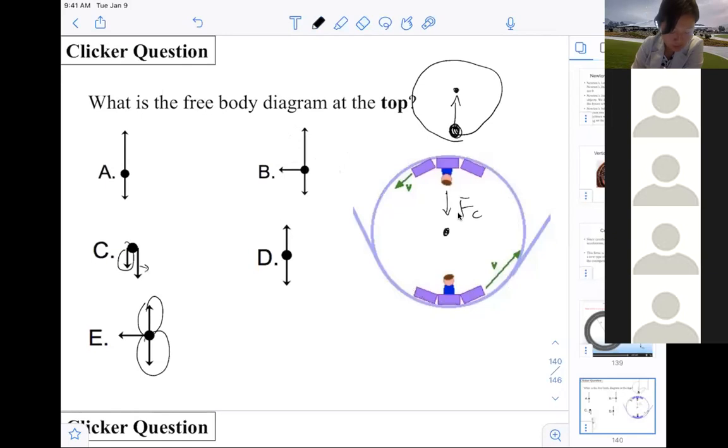Other than the one force, we can figure out what that is, the gravity on the object. Now, for any other forces, you have to have contact. Think about it. The only other object you're in contact with is the track, right? So the track is pushing on the roller coaster. And in which direction? Is the track pushing down on you, or is the track dragging you upward? Which direction?